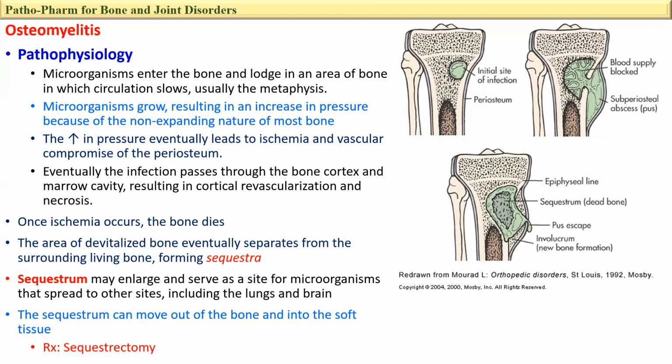So they will lodge in the bone, and the microorganism will grow, resulting in increased pressure, and that increased pressure eventually will lead to ischemia. That's a significant concept that results in ischemia and vascular compromise of the periosteum. The periosteum is the very tight, strong, very thin layer that covers and protects the bone, called the periosteum.